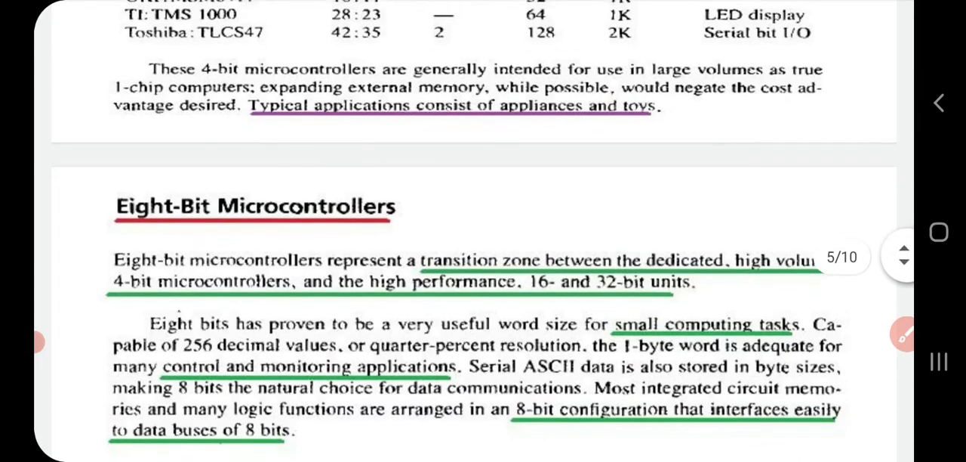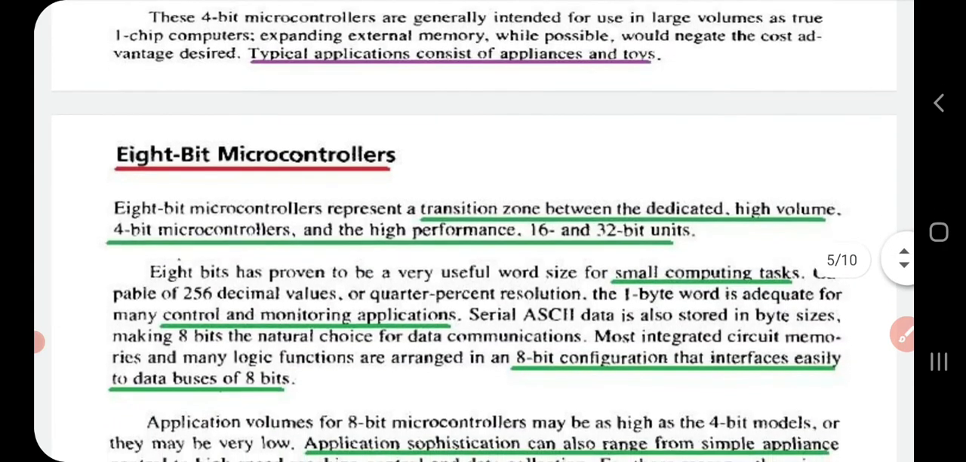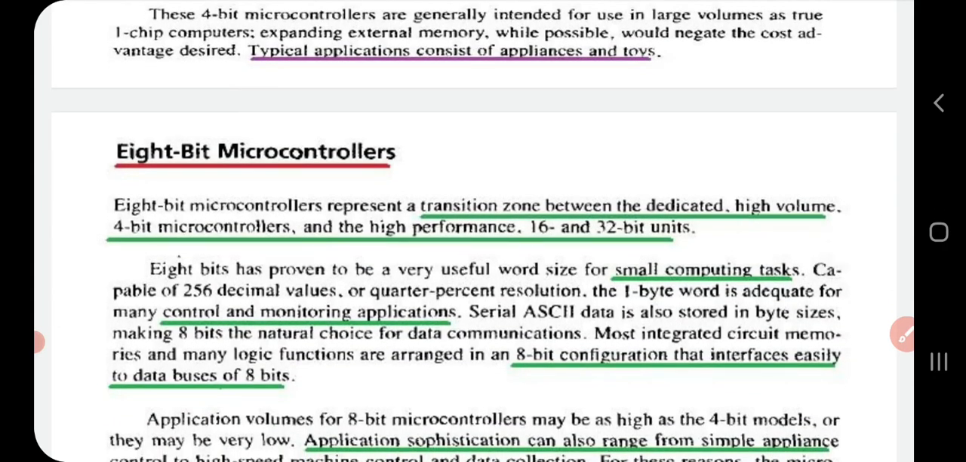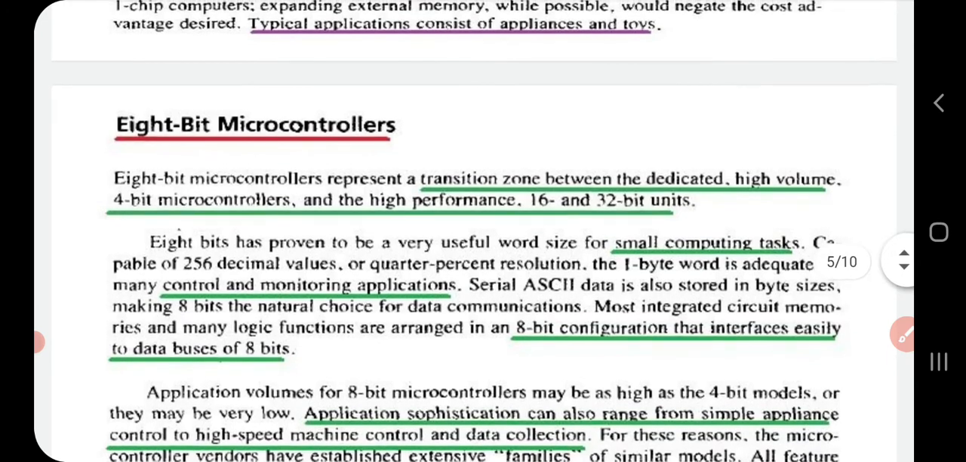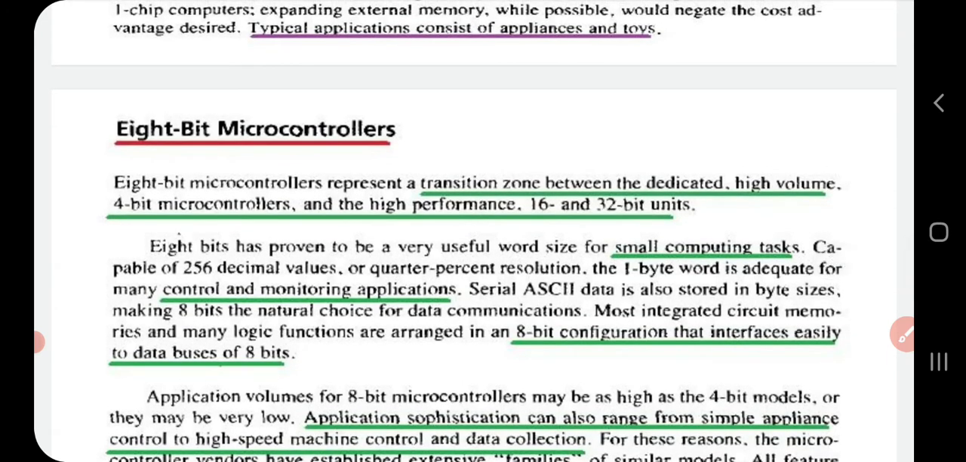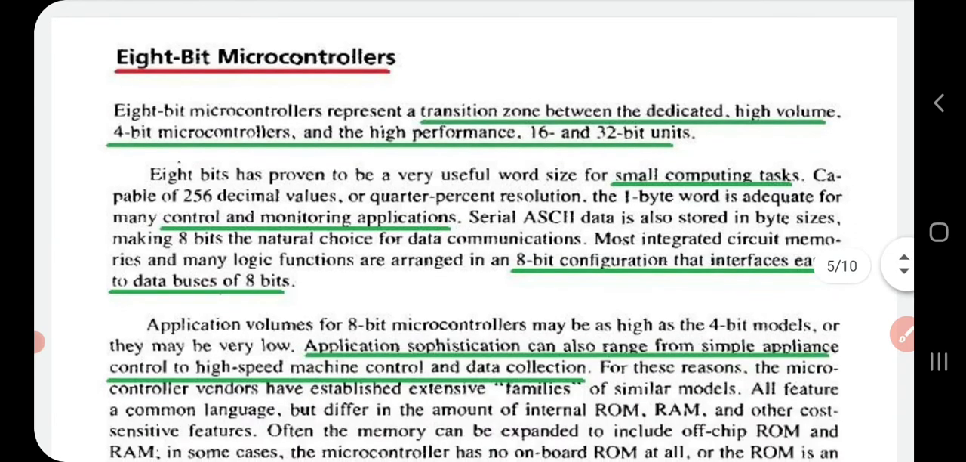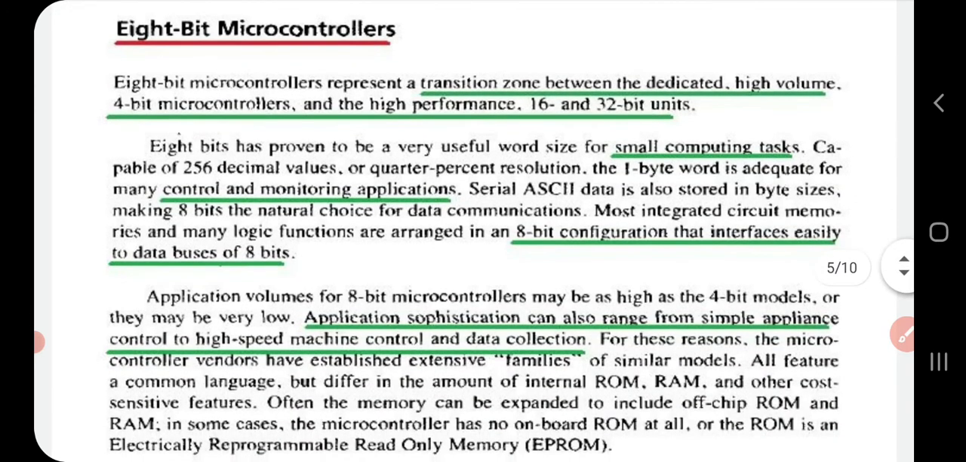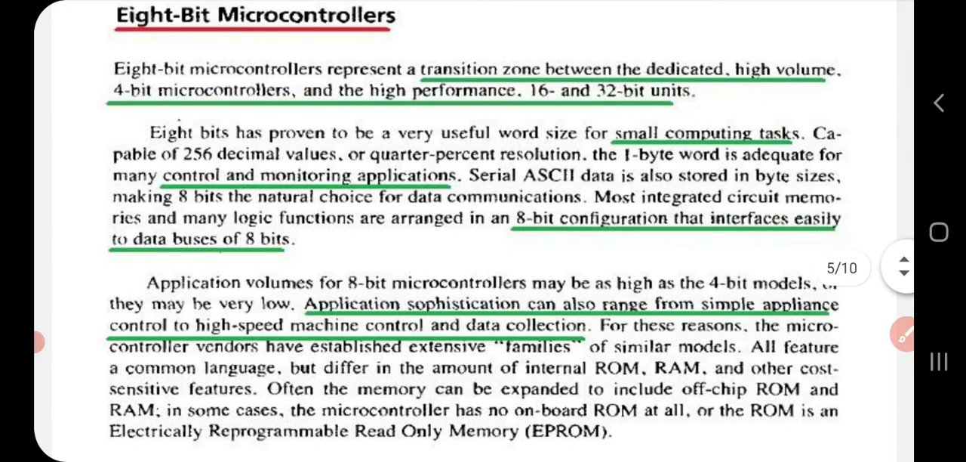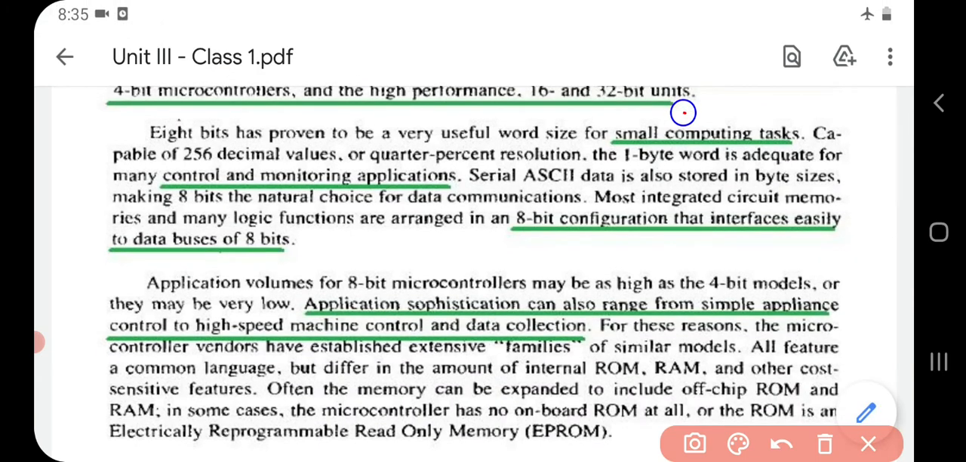Next is about 8-bit microcontrollers. They represent a transition between 4-bit microcontrollers and the high performance 16-bit and 32-bit microcontrollers. These 8-bit microcontrollers are used for performing small computing tasks. It is underlined here: they are used for performing small computing tasks.